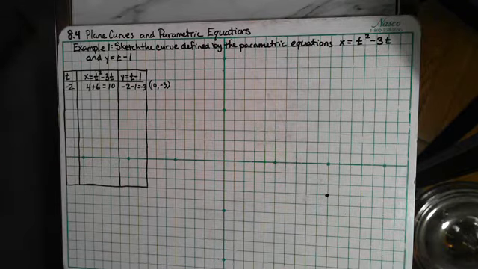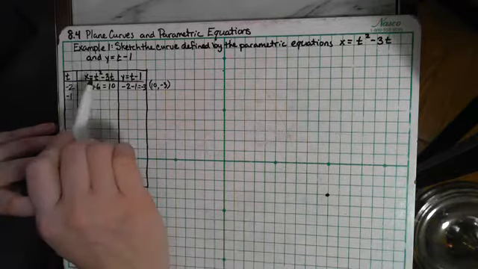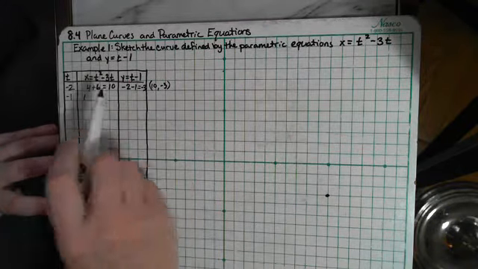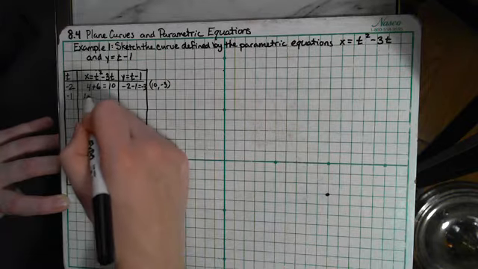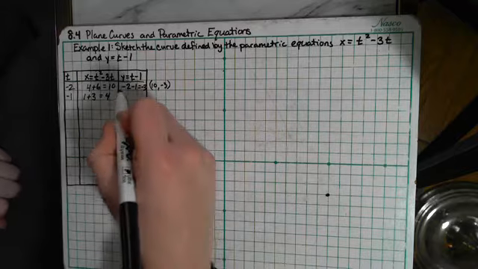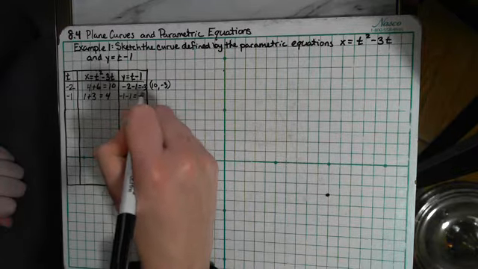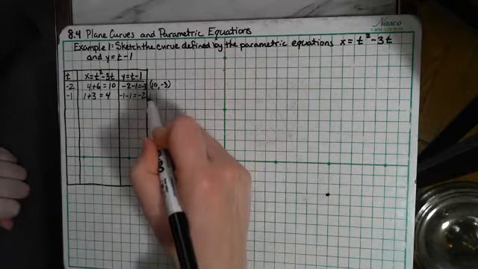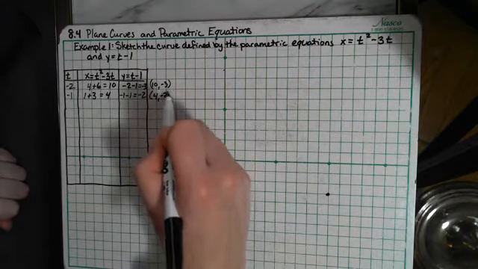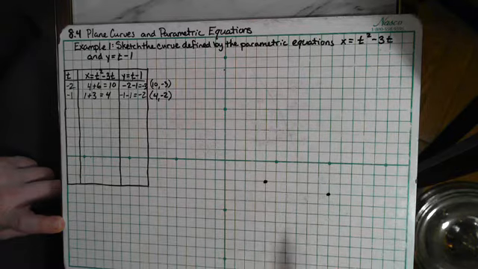Okay, so now I'll do it again. I have negative 1 for my next t. Negative 1 squared is 1. Negative 3 times negative 1 is positive 3. So I get 4 for that. And then here for my y's, I get negative 1 minus 1, which is negative 2. So I have the point 4, negative 2. So 4 is here and negative 2 is right there.